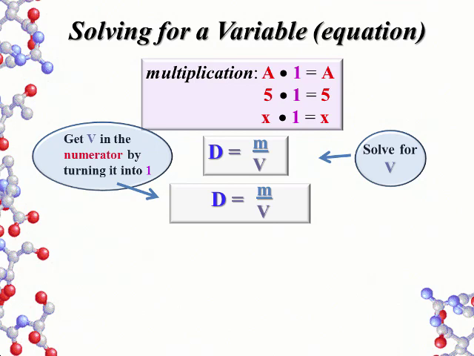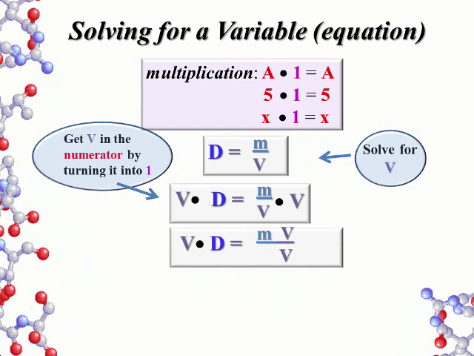We can multiply both sides of the equation by V. We get V over V, which becomes 1, and V in the numerator on the other side of the equation.